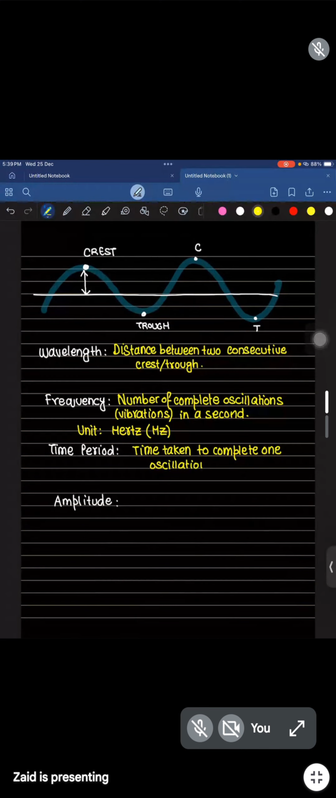So basically, time period is 1 divided by f. Okay. So if you are being given frequency, you can easily find the time period by making it reciprocal. Is that clear?